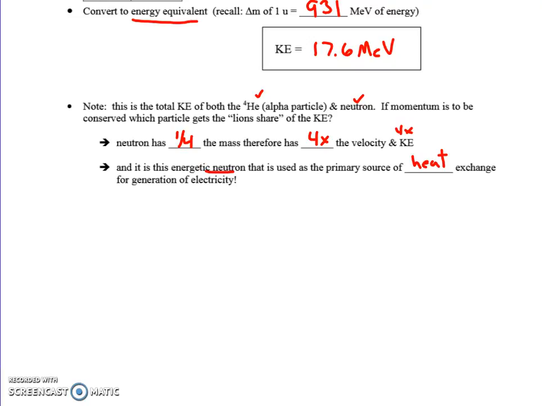Actually, we do have fusion reactors at work, and this is where we would create the energy needed to create steam, to create electricity, but I get ahead of myself.